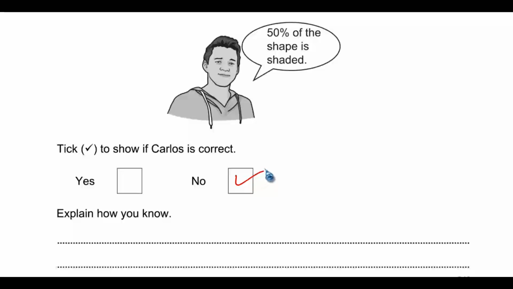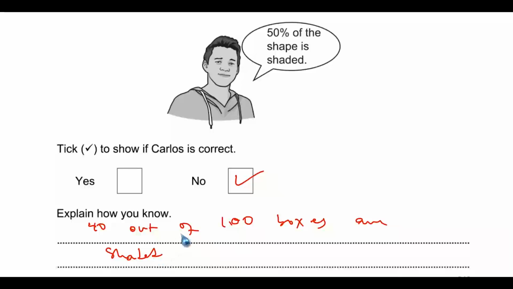So that will be because half of the shape is not shaded, or you can just say 40 out of 100 boxes are shaded. Okay, so that's it. Or you can just say because half of the total number of boxes is not shaded. So that's another thing you could say.